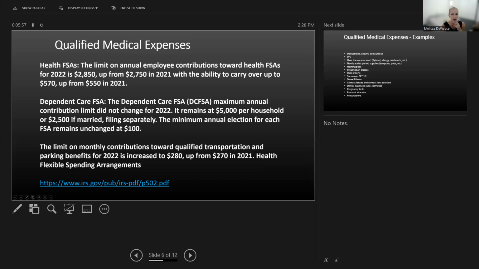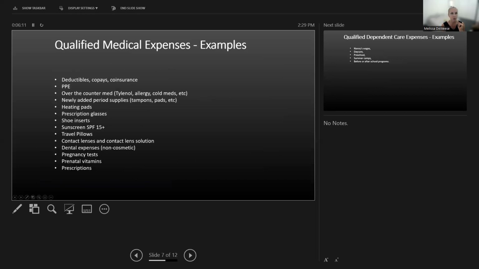Limit on monthly contributions for qualified transportation. So there's a transit FSA under section 132, and it's $280. So I'll touch on this again. What exactly can you use this money for?